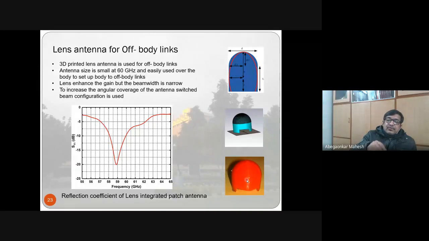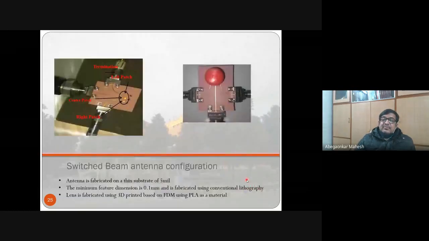The antenna substrate is a 5 mil substrate. 1 mil is 25 microns, so 5 mil is roughly 0.127 millimeters. The minimum feature dimension is 0.1 mm, and it is fabricated using conventional lithography. Since the frequency is 60 gigahertz, the antenna dimensions will be very small. So the minimum dimension is 0.1 mm, that is 100 microns. This is fabricated in our lab.